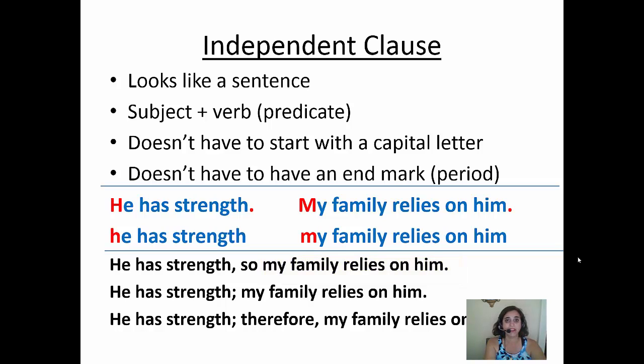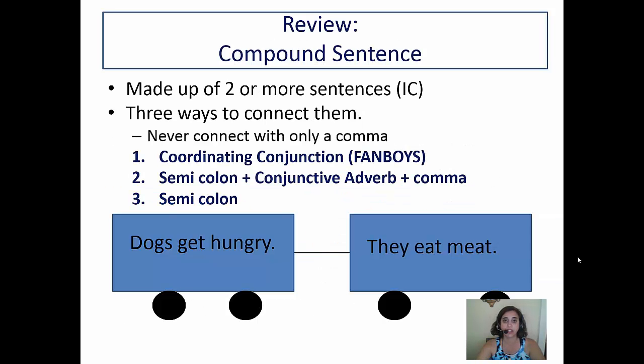He has strength; my family relies on him. In the other example with the semicolon, again you'd use lowercase. And in the third example with the conjunctive adverb, he has strength; therefore, my family relies on him. In all those cases, you are connecting two independent clauses. They look like sentences, but when you get rid of the period and you change the punctuation, the correct term is independent clause.